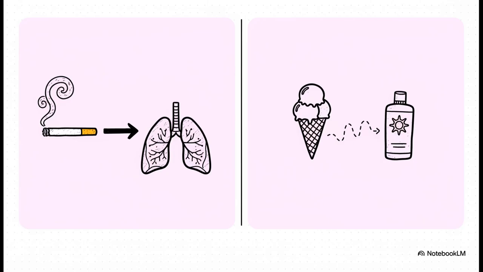On the one hand, you have a statement like, smoking causes an increased risk of lung cancer. That's causation. We have mountains of evidence to prove that. But on the other hand, you have higher ice cream sales are correlated with higher sunscreen sales. That's not causation. That's just correlation.